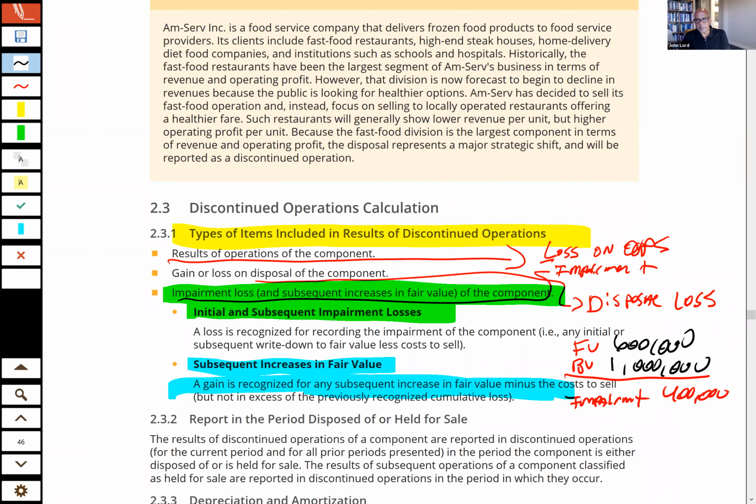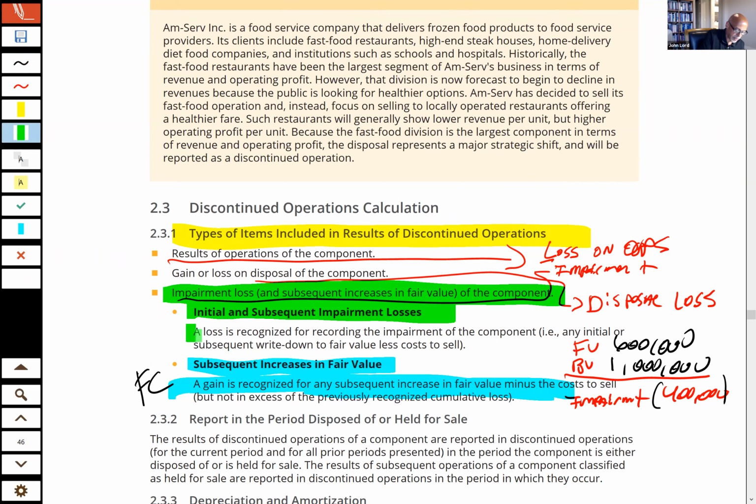Is $1 million. That's the impairment loss, not the other way. The fair value is 6, the book value is $1 million. I have an impairment loss of 400,000, and if it increases, I can write it back up to what? Write it back up to the $1 million, but I'm capped at the $1 million. I cannot write it up past that $1 million. Okay, so go ahead and flashcard that.